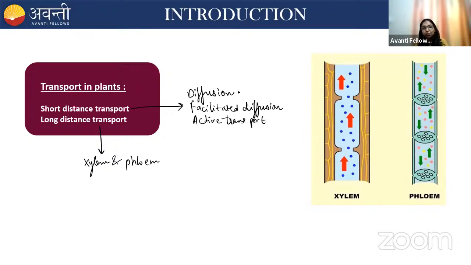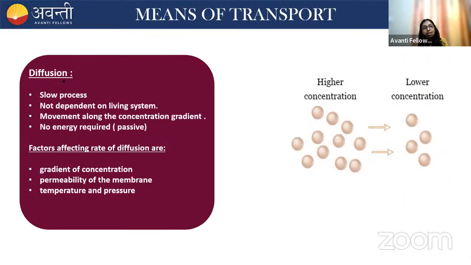So diffusion, as you know, does not require energy. So it is a passive process. Facilitated diffusion is also a passive process because it does not require energy. Active transport requires energy; it's an active process. In detail, we are going to do this in the next one. Diffusion: there is no requirement of energy, so no ATP. It's a very slow process. Active process is a very fast process. Remember this: diffusion is a very slow process.